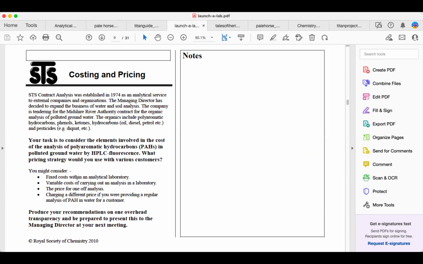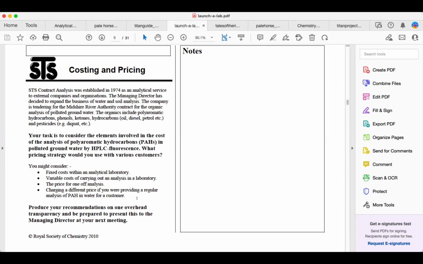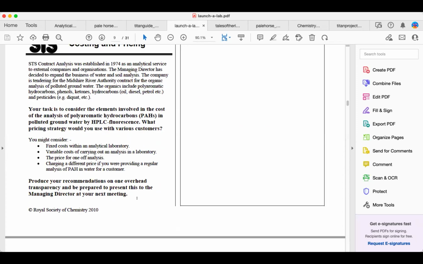Since this is a launch of a lab, you also have to consider cost within an analytical lab. Variable cost, the price for one-off analysis, charging a different price if you're providing a regular analysis of PAH. Produce your recommendation on one overhead transparency, and be prepared to present this to the managing director.